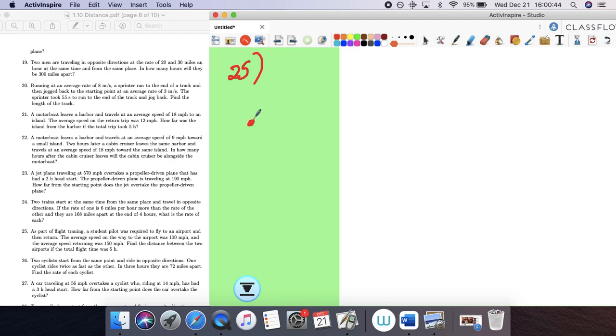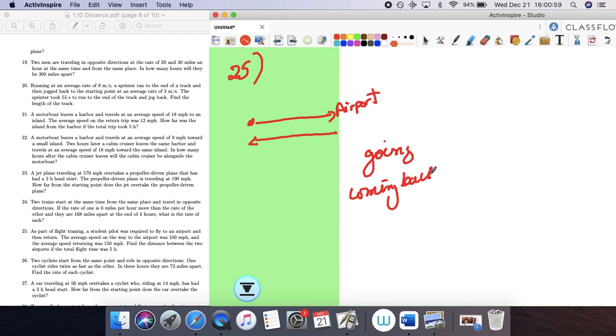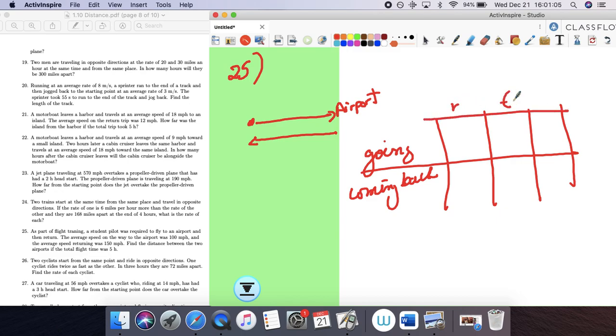So here is the origin. He's going to an airport, right? So he has to go to the airport and then come back. So again, we have two parts of this trip: the going and the coming back. Going to the airport was 100 miles an hour. Coming back was 150 miles an hour. The total flight time was 5 hours.